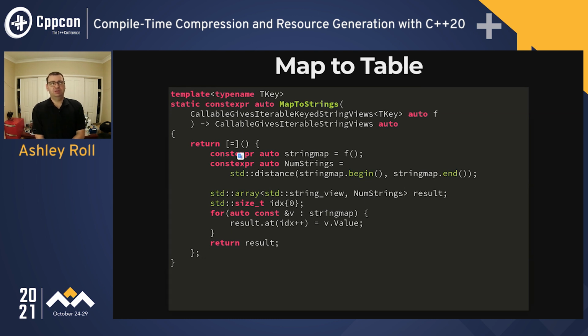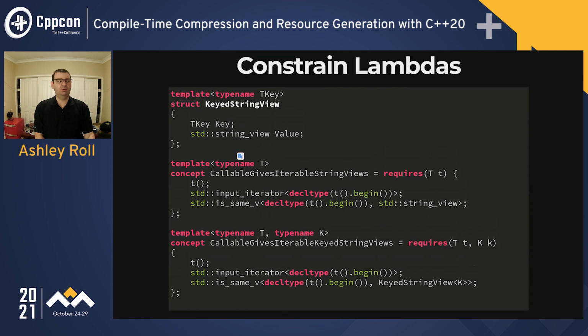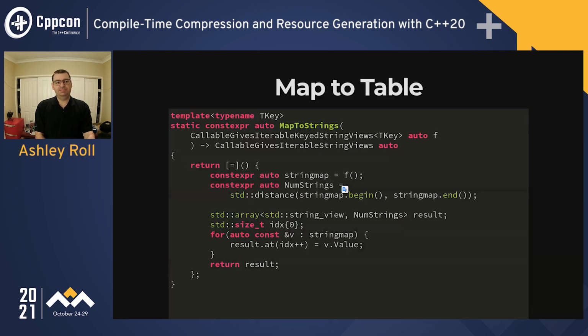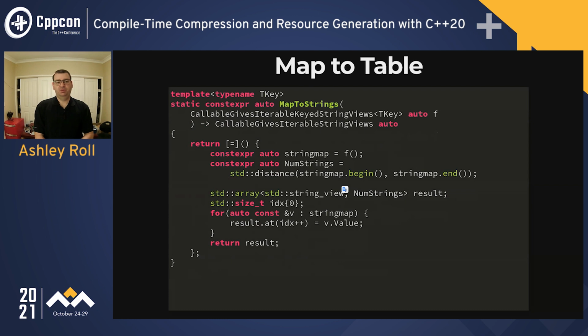So if we are now transforming one input type into another type, so our table implementation requires this type, but we're passing into our map with this type, how do we transform from one to the other? And it turns out that we can build a constexpr function that does that mapping. So it takes the keyed string views and returns the callable string views.